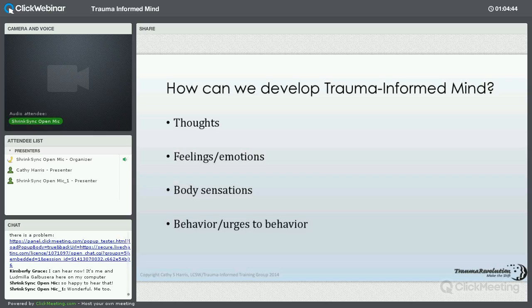This, again, is my way of looking at things. This is something I teach my clients pretty early on. It's kind of a mindfulness activity. It's the element of mindfulness. We pay attention to our thoughts, our feelings and emotions, our body sensations, and our behavior, our urges to behavior. So what do I mean? How do these things figure in developing trauma-informed mind?